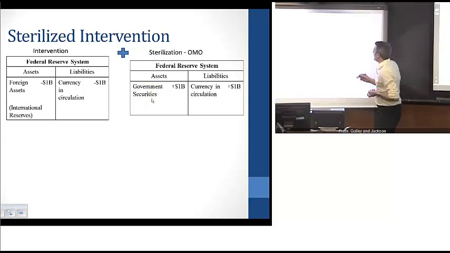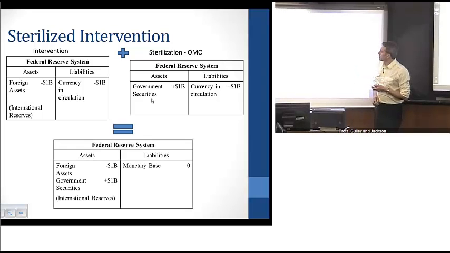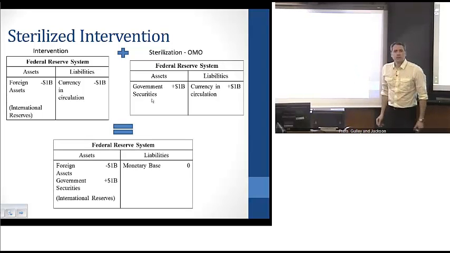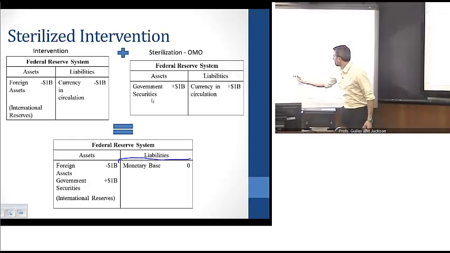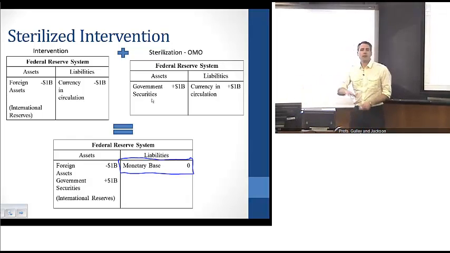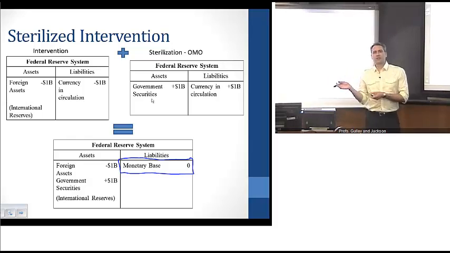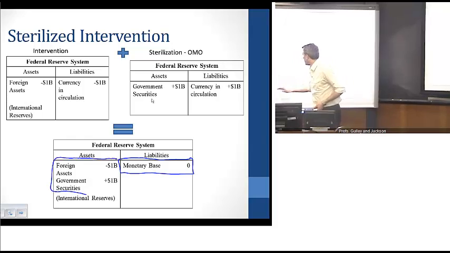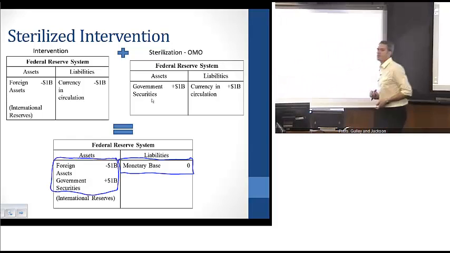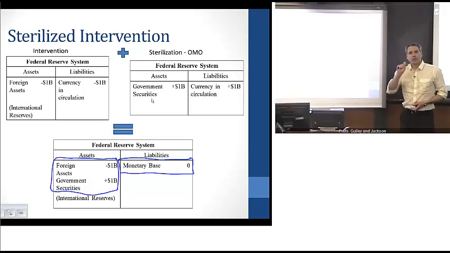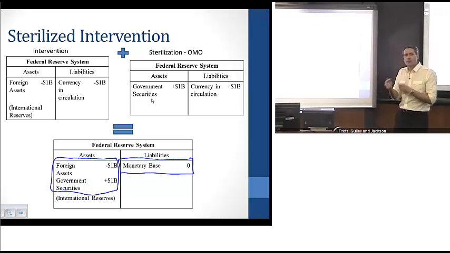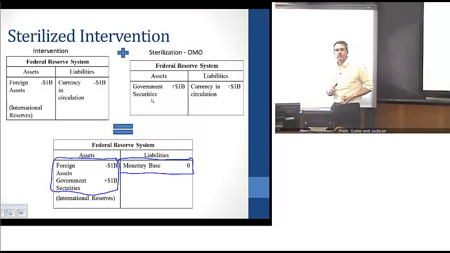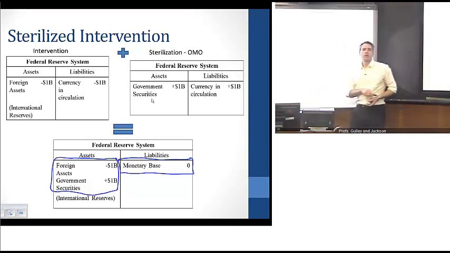It doesn't really matter. And so if we put these two things together, the net effect, as you can see, is that the monetary base remains unchanged. So the liabilities of the central bank are unchanged, and the only thing that's happened is there's a change in the composition of the central bank's assets. The total amount of assets hasn't changed, it's just the composition of those assets. So it has $1 billion less in international reserves, and $1 billion more in domestic securities.